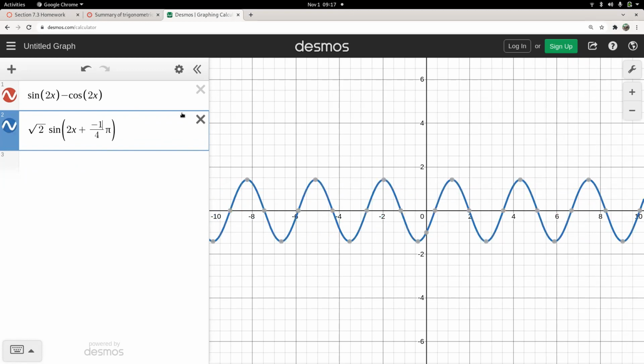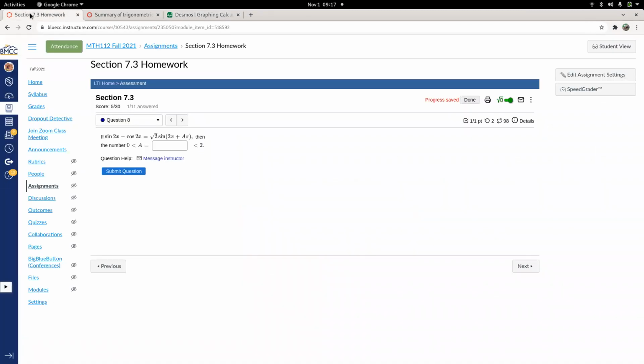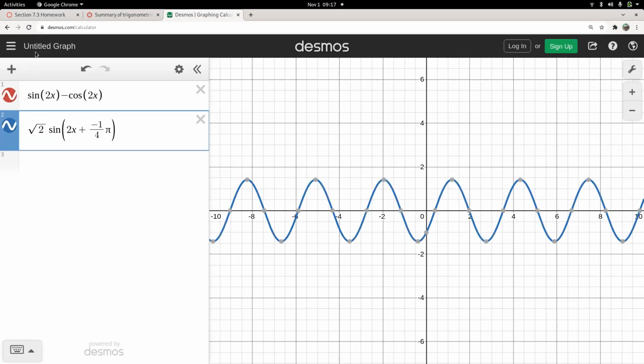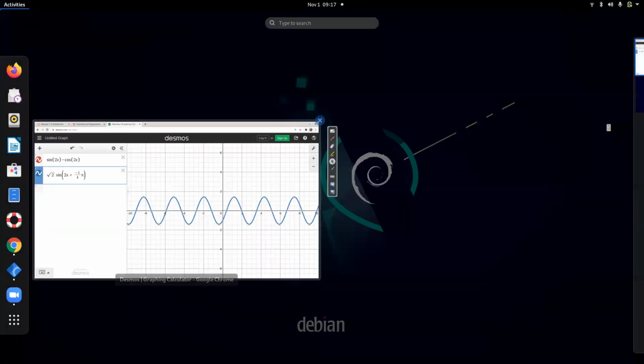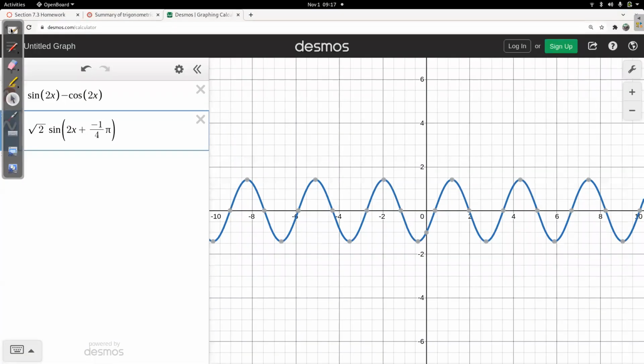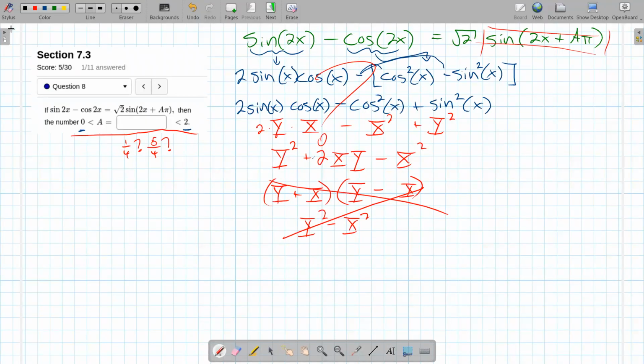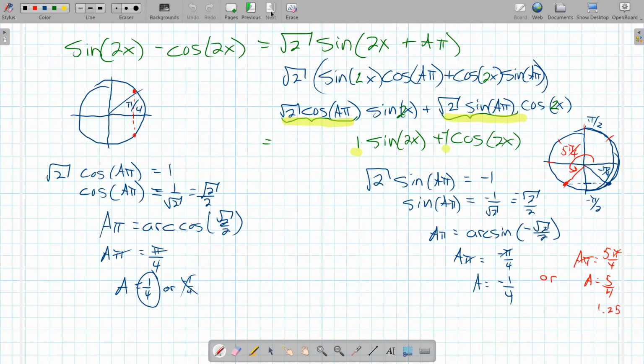Okay, so let's see about that. Back to the notes. So we can't have a negative number. So -1/4 seemed good, so we just need to translate that. So negative pi over 4. Interesting.